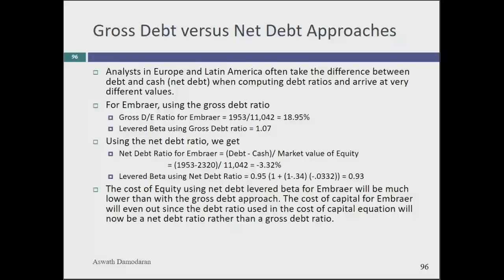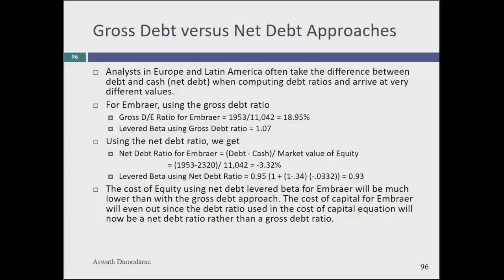If you look at Embraer, for instance, its gross debt to equity ratio is about 19%, and the levered beta that I get using its gross debt to equity ratio is about 1.07. So I said, let me try the net debt approach. And the minute I did this, I knew that most people, when they do this, would freak out because you get a negative number. Why? Because the cash balance exceeds the debt. And if you're doing Apple, remember, the net debt ratio for Apple is going to be a big negative number. Here's what you need to do.